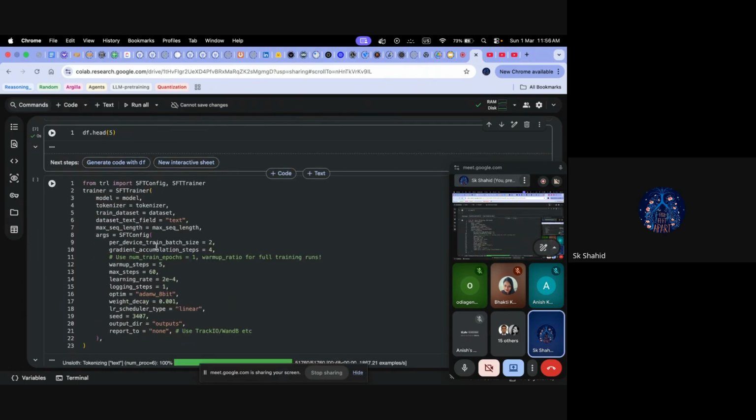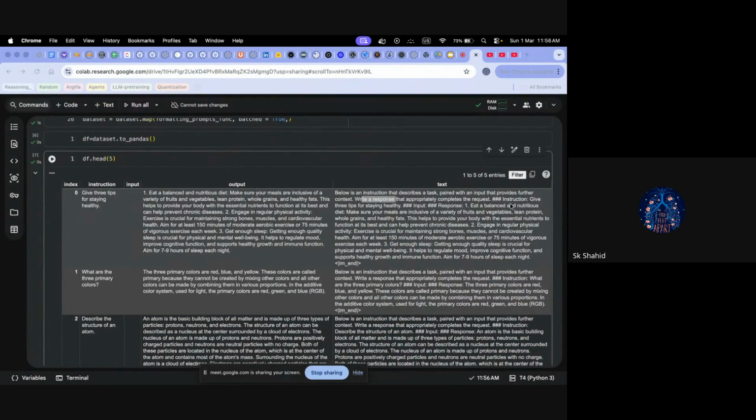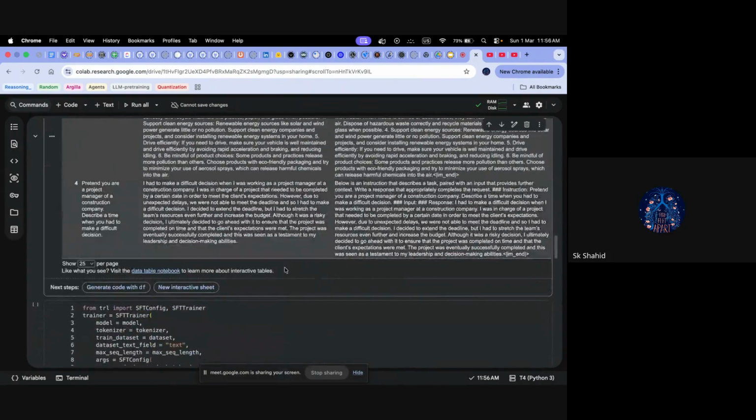So I've merged this. So here you see, this is my instruction. Input is empty. We can give instruction input or not. And then this is my output. And here we have updated it. So here below is my instruction. This is my preamble. This is my question. Write a response. Give 3 tips for staying healthy. The input is empty. The response came up and pasted here. And the end of sentence token looks like this. So now we have formatted all of our data.